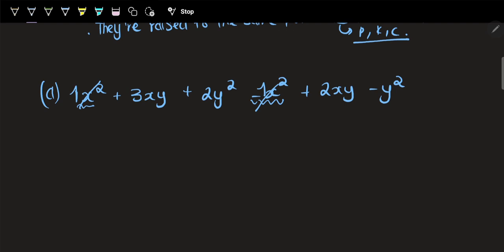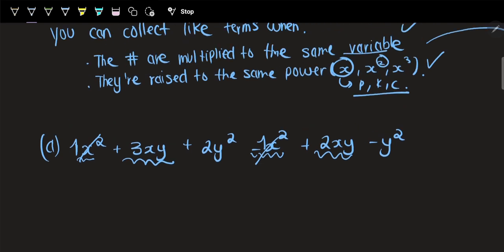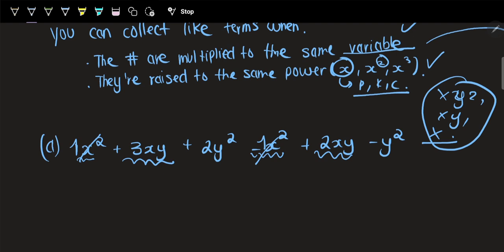You don't write anything else. Okay, our next terms are 3xy and 2xy. Are they the same terms? Yes, because they're multiplied to the same variables, xy. Sometimes it could be two variables, x, y, z, x, y, or just x. As long as they're multiplied to the same variables, then they're like terms.